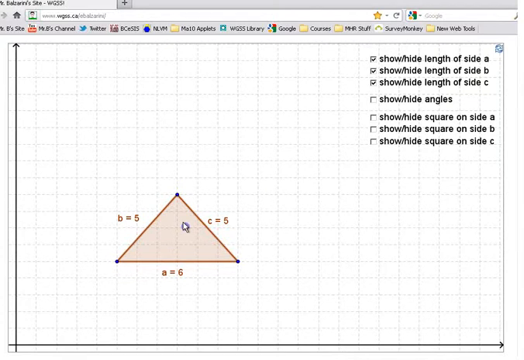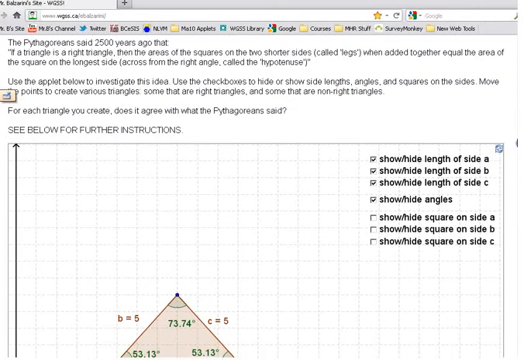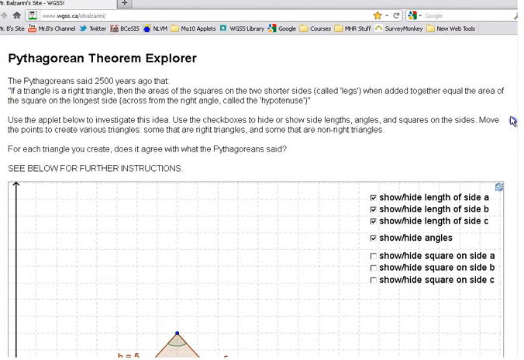Is that a right triangle, the one that I've drawn there? Well, it's hard to tell whether that's a right angle or not. If I get it to show the angles, it's not a right angle, right? That's less than a right angle. So this is not a right triangle. So according to the Pythagoreans, this statement that they made won't work here, right?